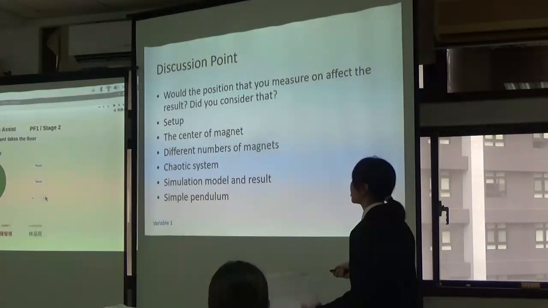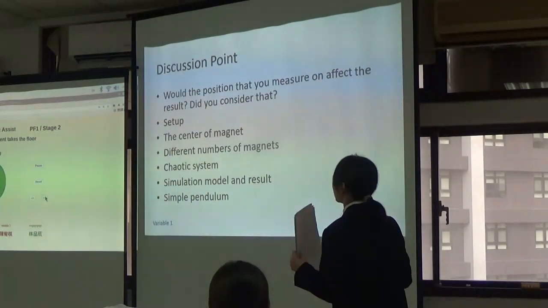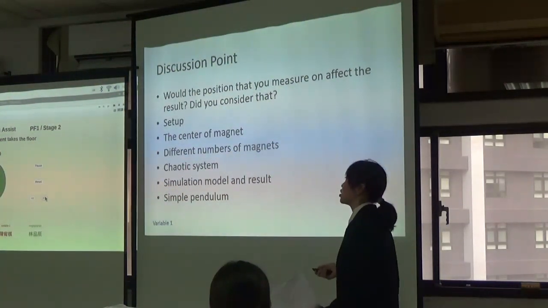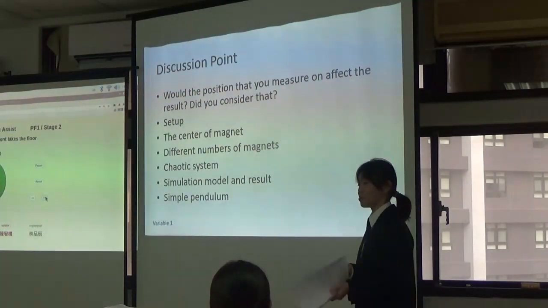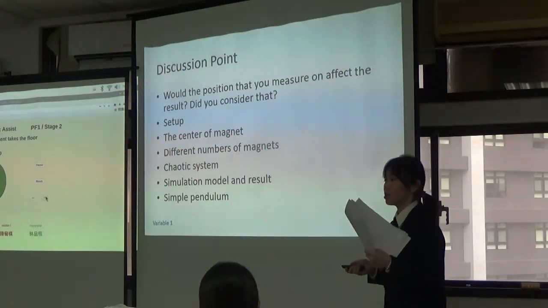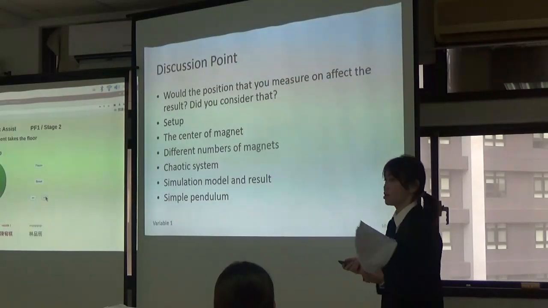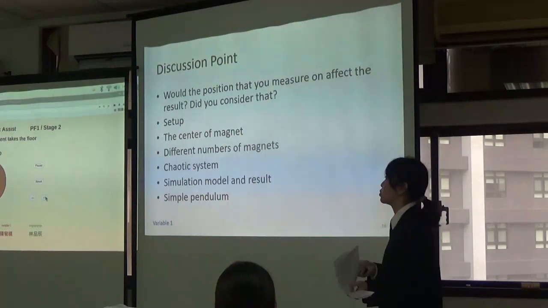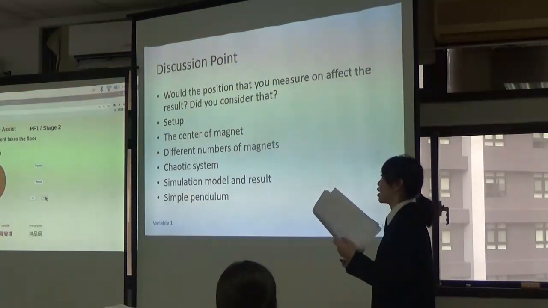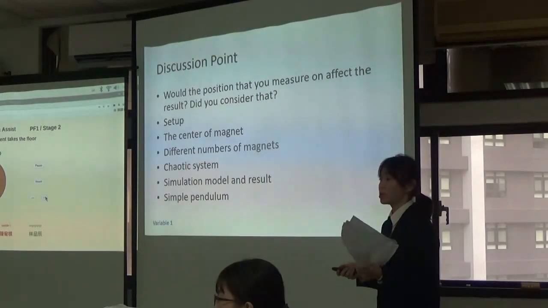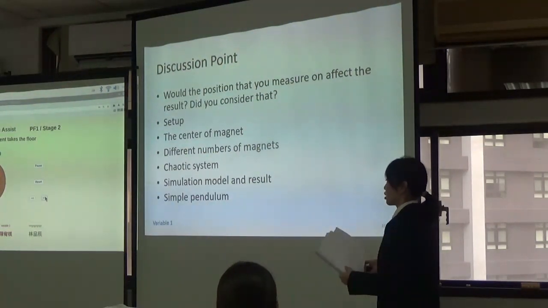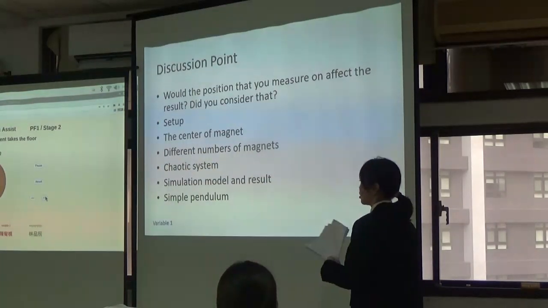So here are the discussion points. The first one is I would like to ask about the position that you measure and the unaffected result, and the set of observation video and the sensor of the magnet, because she said she considered the magnet as a point, using the center of mass as a point. And they have different numbers of magnets because they didn't do this experiment. And it's a chaotic system because she mentioned that she considered the chaotic system, but I didn't see any theory to explain the chaotic system.